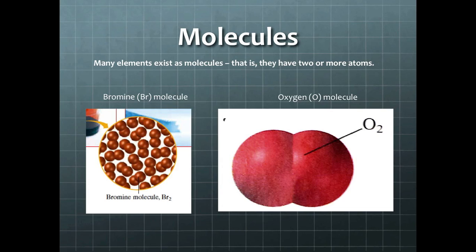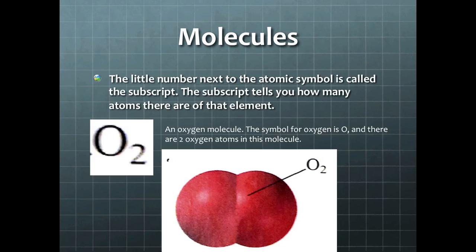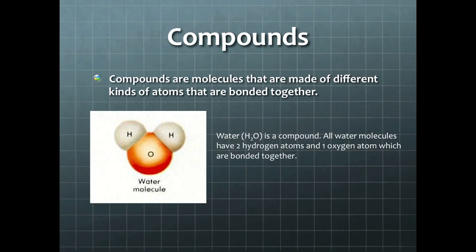And if you look on the right, the oxygen molecule has two oxygen atoms in it. Now, the little number next to the atomic symbol is called the subscript, and that tells you how many atoms there are of that element. So if you look at the oxygen molecule, for example, you can see that there are two oxygen atoms in that molecule, therefore O2. Now, compounds are molecules that are made of different kinds of atoms that are bonded together.